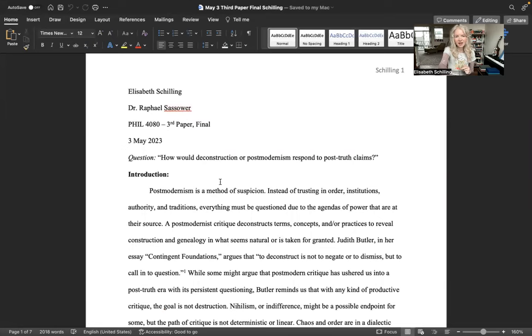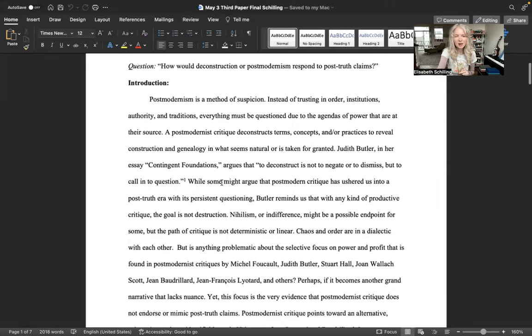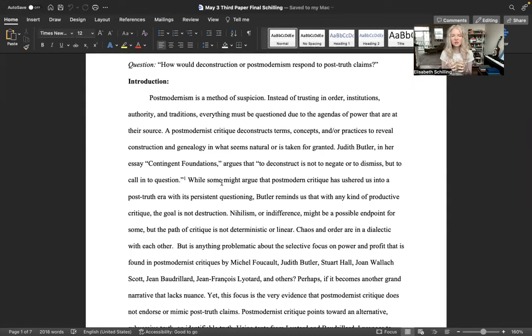Yeah, so there's my MLA heading. And then we had prompts. You didn't have to basically follow the prompt. If you didn't want to, you could make up your own argument, an area that you wanted to talk about, but I just followed the prompts. So this one was, how would deconstruction or postmodernism respond to post-truth claims? And I tried to answer it.